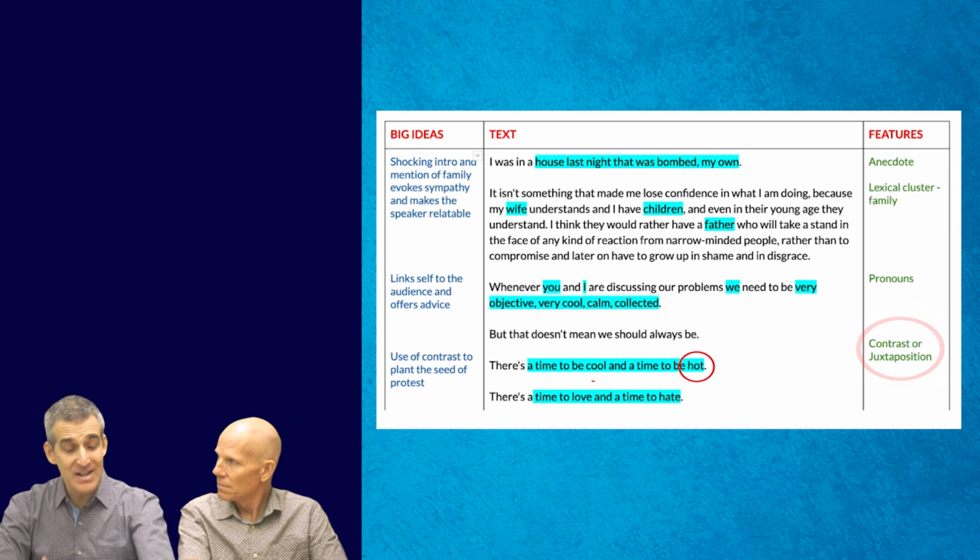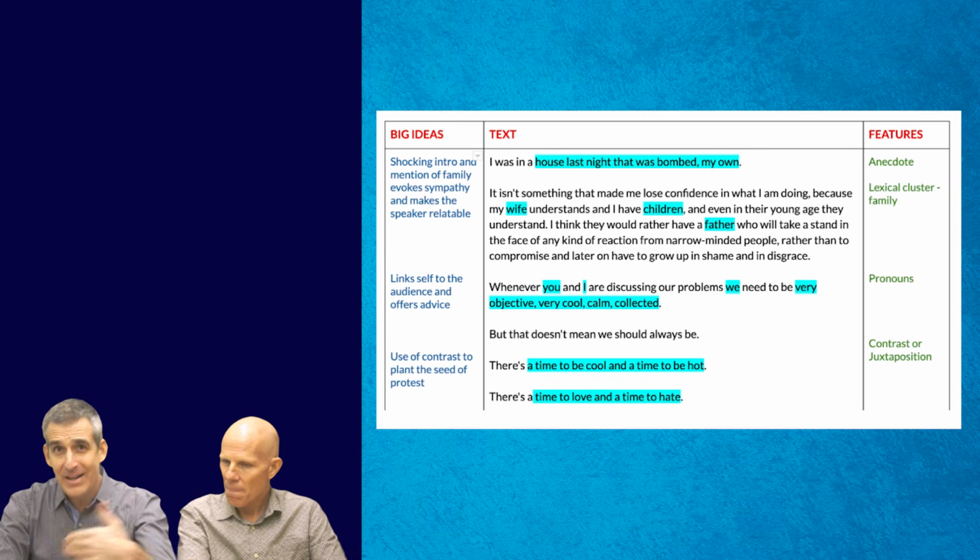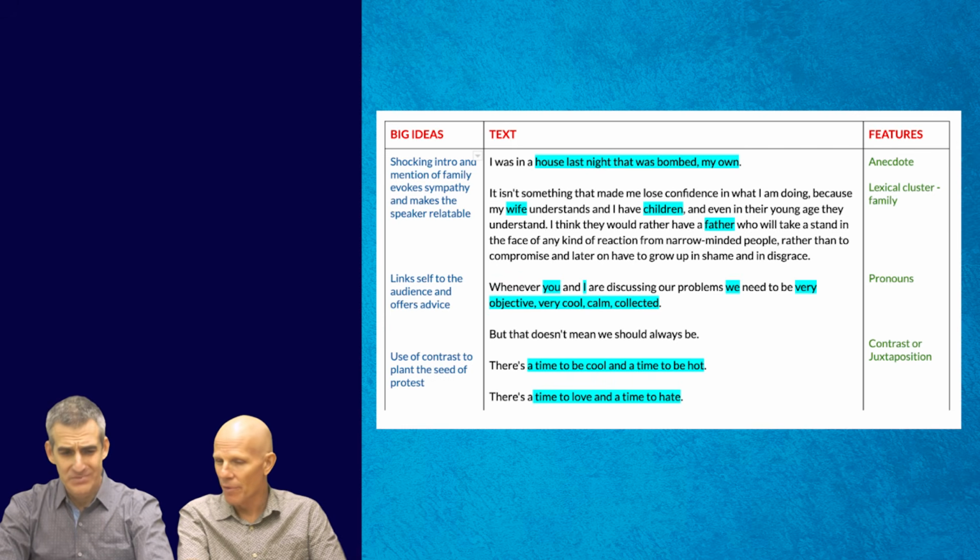A time to be hot and a time to be cool, a time to love and a time to hate. And I think he's planting the seeds that his notion of how to deal with discrimination is not the same as Martin Luther King and other people who preach nonviolence. Yeah, that's some powerful structural moves there. I love the parallel structure. Indeed.